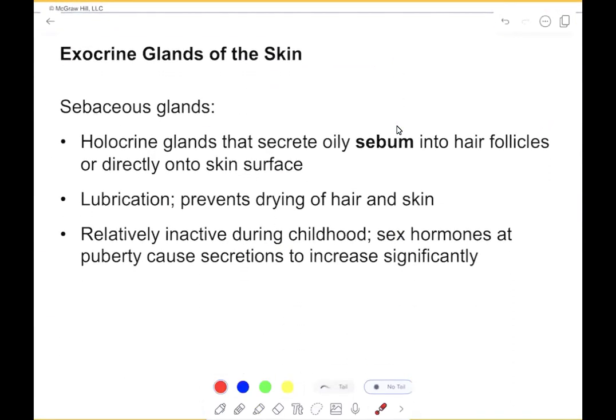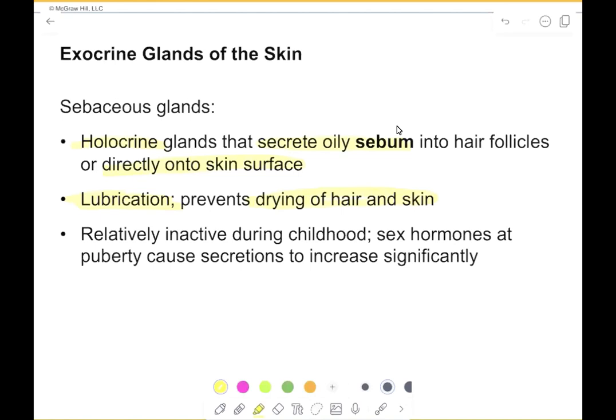So the sebaceous gland is a holocrine gland, and it secretes oily sebum into the hair follicles, or it could go directly onto the skin surface. Either way, it does provide a lubricating effect for the hair, which is very important. It's going to prevent drying of the hair and also the skin.